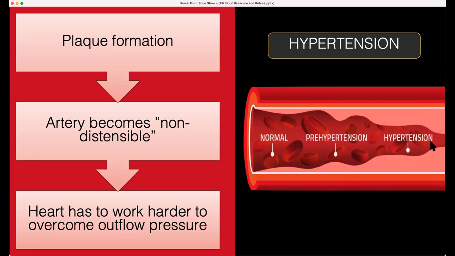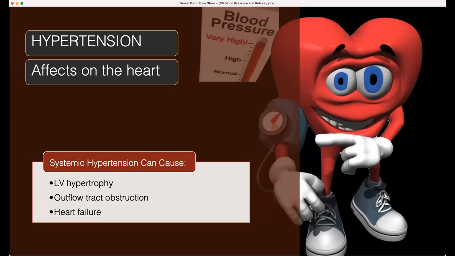And then these arteries become like pipes. So they're poorly distensible. They don't have that spring back. And ultimately, what happens is the heart has to work so much harder to generate pressure into these pipes that are non-distensible. So this hypertension is really tough on the heart, can cause left ventricular hypertrophy and outflow tract obstruction and heart failure.